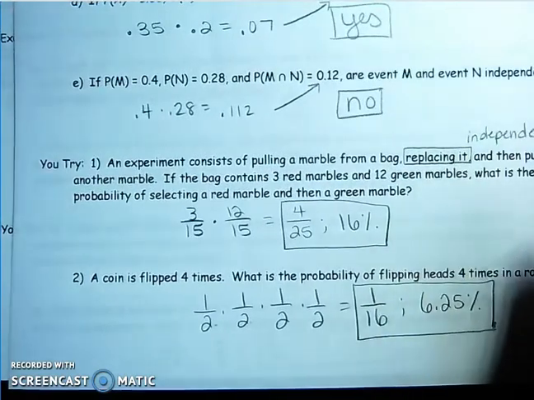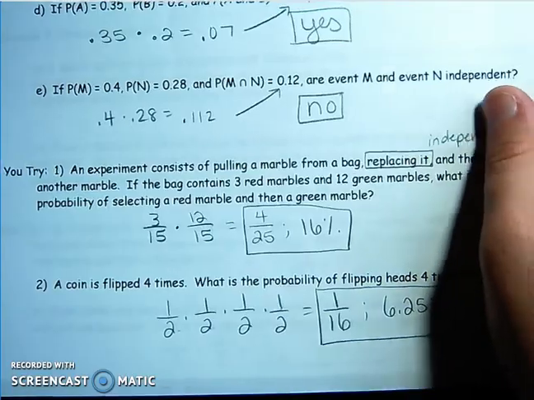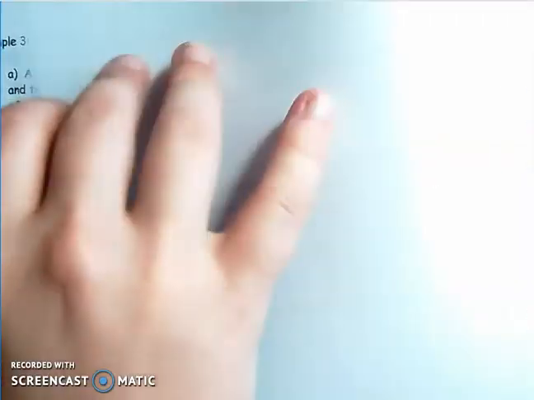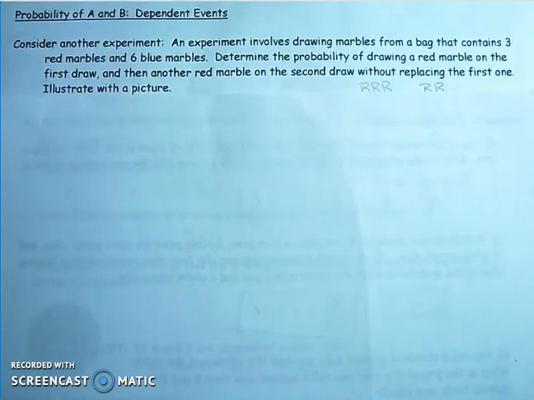If you have any questions about basic independent probability, now's the time to ask Ms. Lewis. If not, let's talk about what it means to be dependent. Remember, dependent changes the sample space. One thing will depend on another. Something is being affected. So let's look at the first little example, illustration.